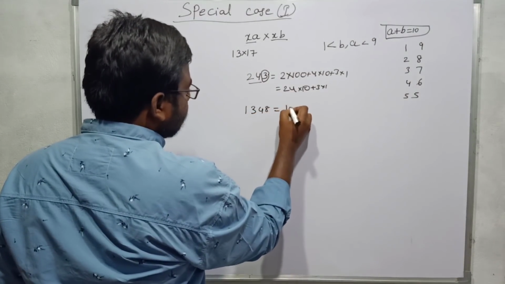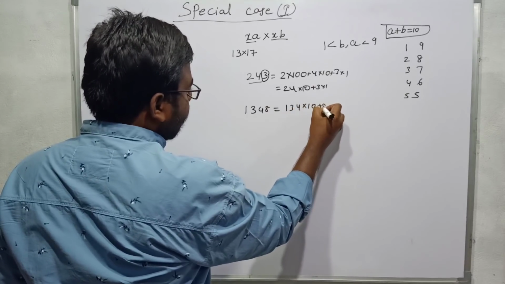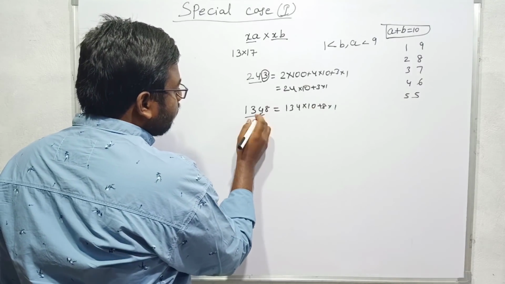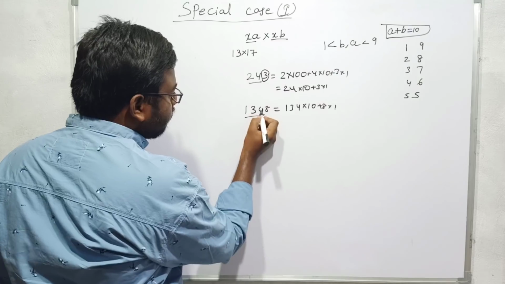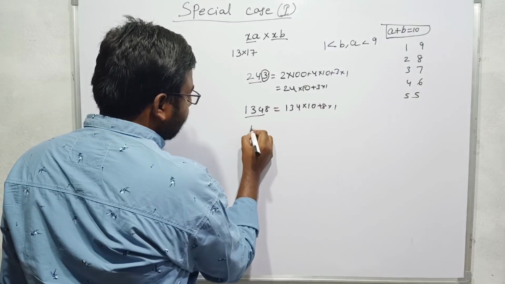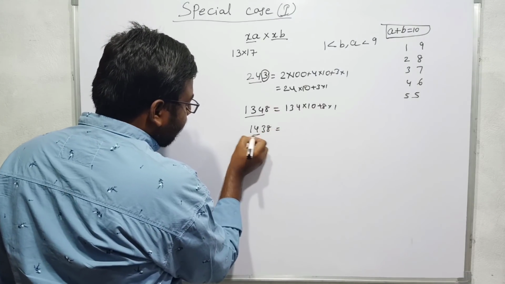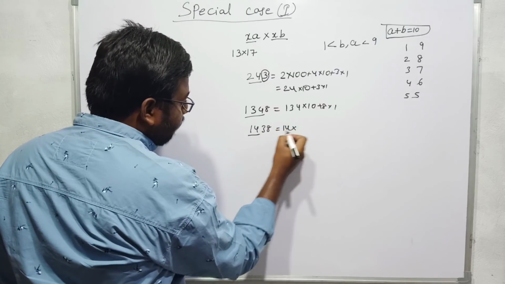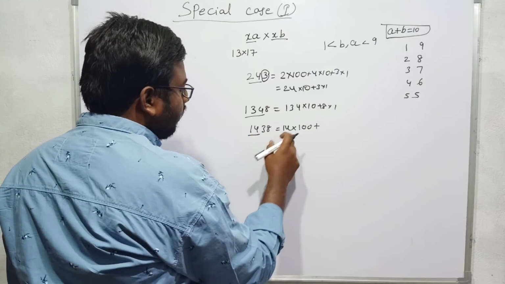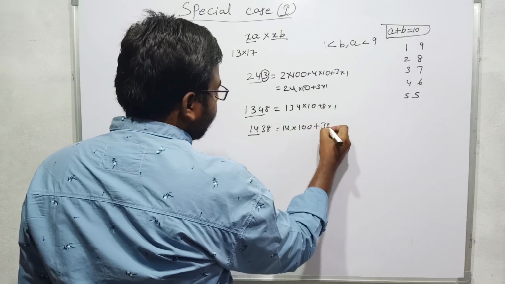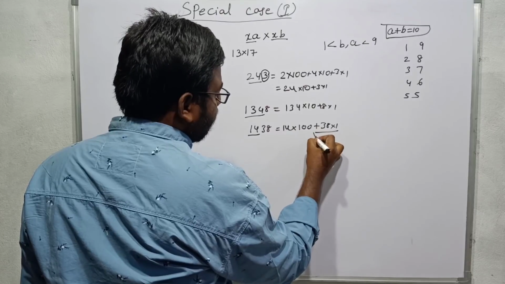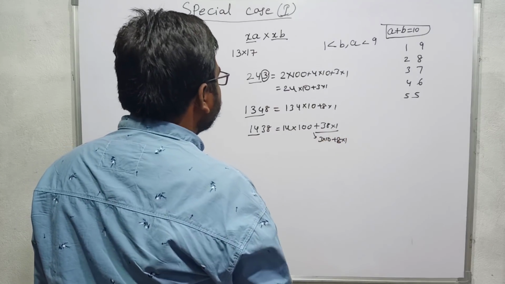1348, I can write this as 134 into 10 plus 8 into 1. Any number I can write like this. If I leave one digit here, I can write this number into 10 plus the remaining into 1. For example, 1438. If I take 14, I will write 14 into 100, because I left two digits here, so I can write 14 into 100 plus 38 into 1. Otherwise, 143 into 10 plus 8 into 1, you can write this also.